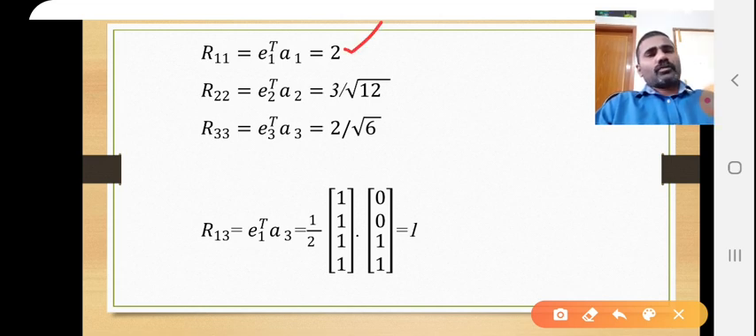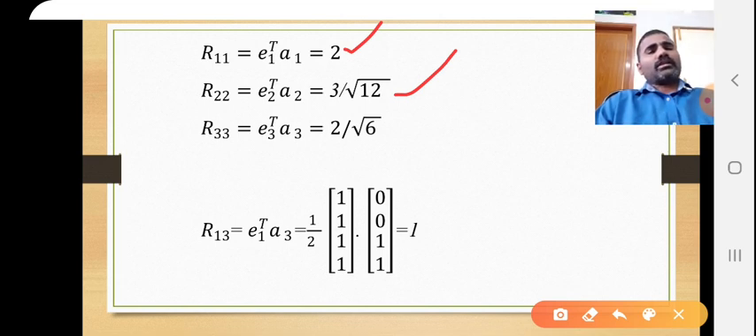R11 is 2. And R22 is E2 transpose into A2. E2 is minus 3 by root 12, 1 by root 12, 1 by root 12, 1 by root 12, and A2 entries are 0, 1, 1. First one is 0, and minus 3 by root 12 into 0. The remaining are 1 by root 12 into 1, 1 by root 12 into 1, 1 by root 12 into 1. That's why it is 3 by root 12. Or you can write it as root 3 by 2 also.